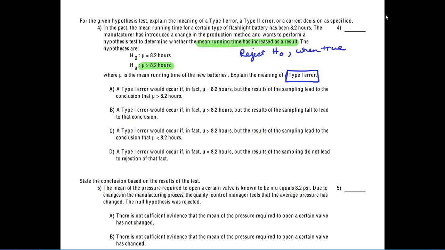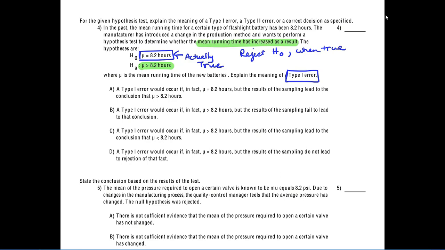My hypotheses are already written for me, so that's kind of nice. If my hypotheses are not written for me, then I do need to write them. But these ones are already written for me. So I reject the null hypothesis when this right here is actually true. That's actually what's true, but I rejected it.